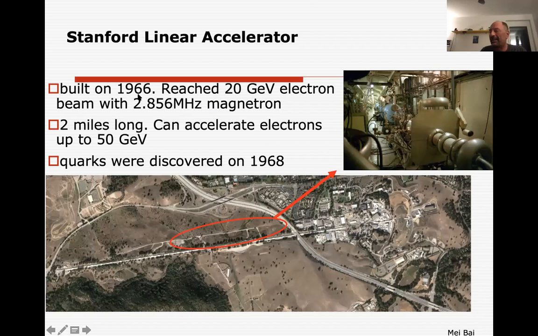This is, for example, already in '66, the Stanford SLAC, the linear accelerator in Stanford in the US, that is a 20 GeV electron machine. We don't need 20 GeV electrons for therapy, but I wanted to show you that if you use a magnetron at 2.856 gigahertz, then you can reach 20 GeV, and now it goes up to 50 GeV, but it's 2 miles long. Of course, you pay for this, it must be very long if you want to have these energies. And you use this accelerator to discover quarks in 1968.